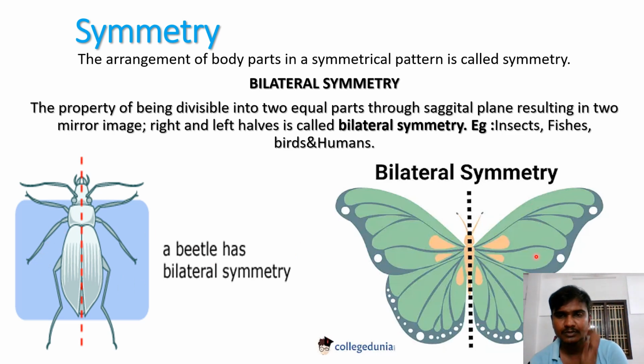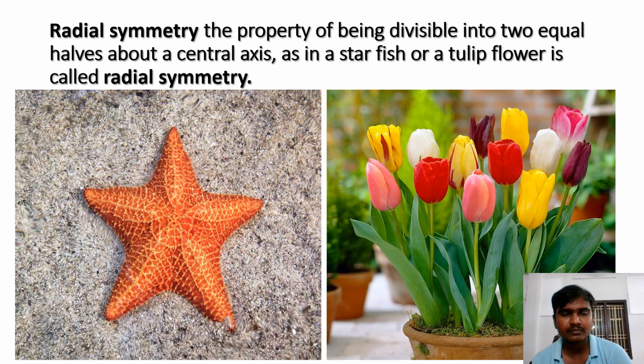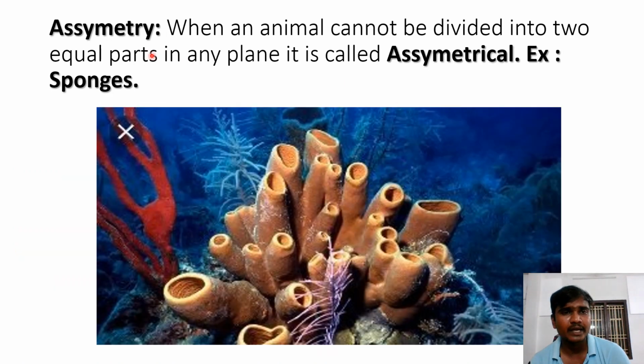Beetle and also butterfly. And radial symmetry: the property of being divisible into two equal halves about a central axis, as in a starfish or a tulip flower, is called radial symmetry. This is the starfish, this is the tulip flower. And asymmetry: when an animal cannot be divided into two equal parts in any plane, it is called asymmetrical. Example, sponges.